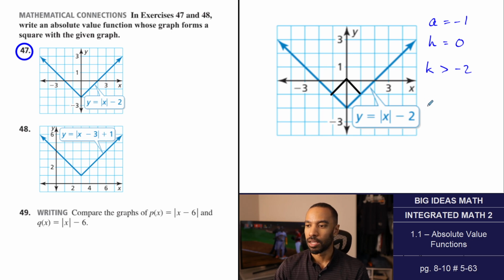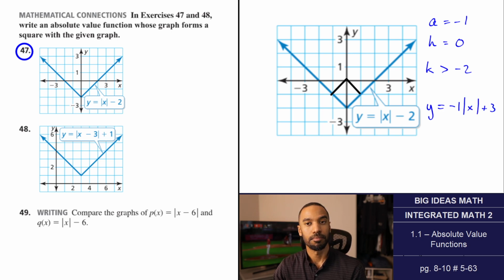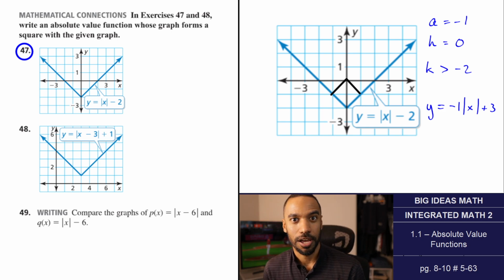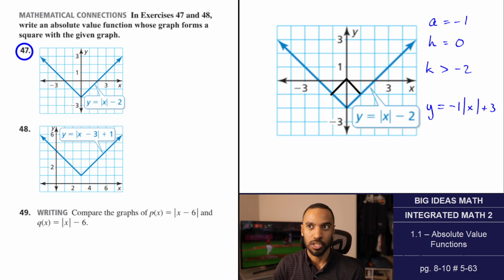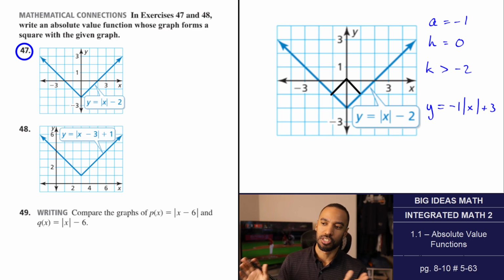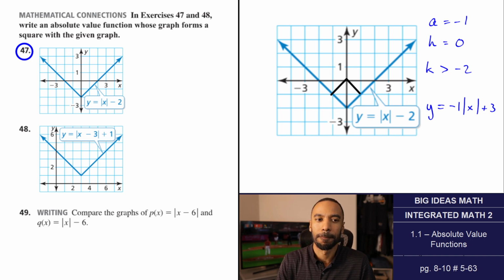So, okay, y equals -1 times the absolute value of x plus 3. That works. Or plus 100. Or plus 0, so nothing. Or plus 2, like I first kind of showed. Or -1, or -1.5. But it needs to stay within those parameters.